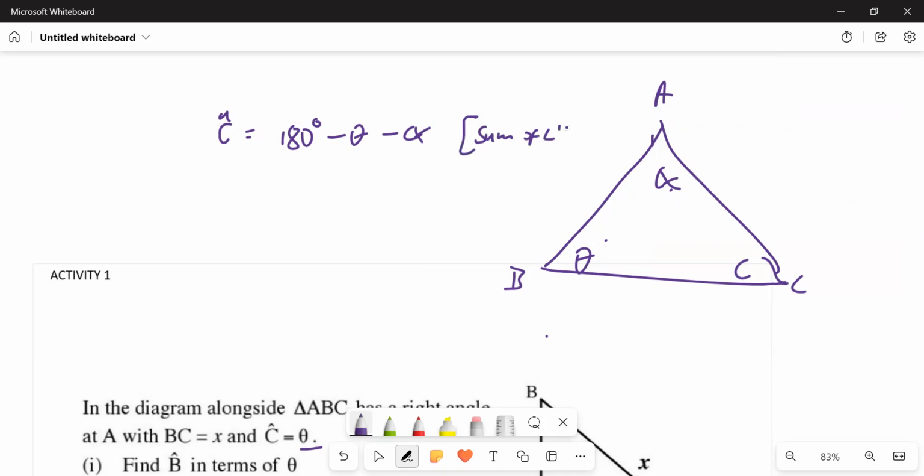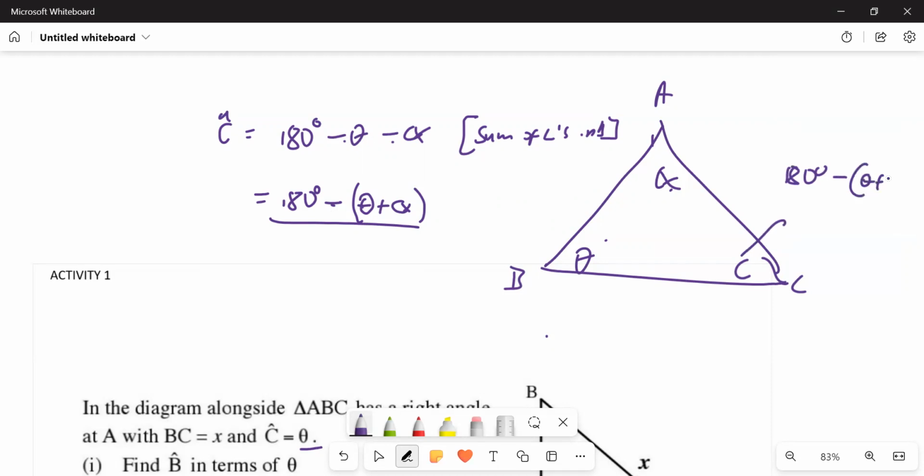Okay, but now you can see there's a negative, so we prefer that learners use one negative here. So learners come and write this as 180 degrees minus an open bracket. If you take out a negative and put it inside the bracket, this one was negative, so it's going to be positive. Negative multiplied by positive is going to give me negative. And even here, this is going to be plus. So this angle here can be written as 180 degrees minus theta plus alpha.